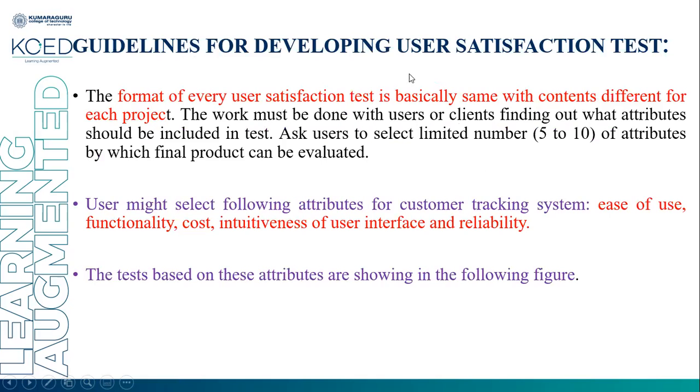So, guidelines for developing the user satisfaction test. This is a set of guidelines. We have a standard format for that. The format of every user satisfaction test is basically the same. The content differs for each project. The work must be done with the users or clients to find out what attributes should be included in the test. Ask the user to select a limited number, 5 to 10 attributes, by which the final product can be evaluated. Users might select the following attributes for a customer tracking system.